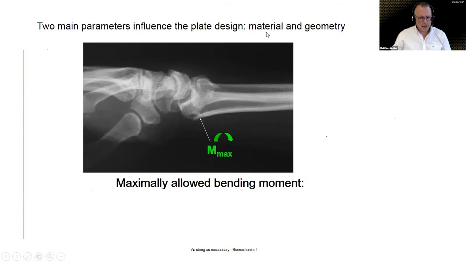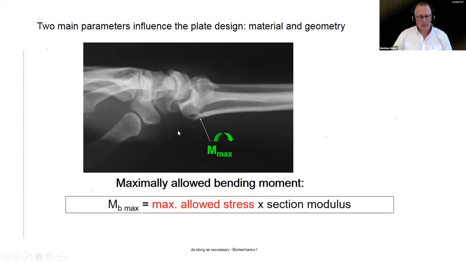One is material. Remember, we talked about material aspects last week. And two is now geometry. Geometry was something I was not pointing out so far. So today, it's mainly about the geometrical aspects. And there is a little formula that goes with it. So the maximum bending moment means that you have to use a material that has a maximally allowed stress. So it's a difference if you use titanium grade 1 with a low tensile strength, or if you use titanium grade 4.